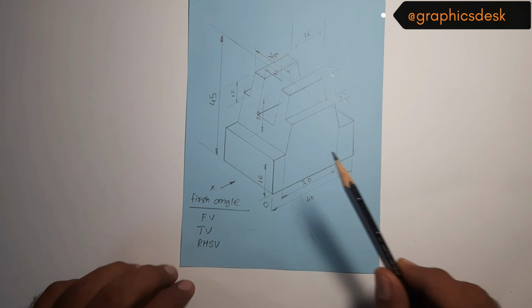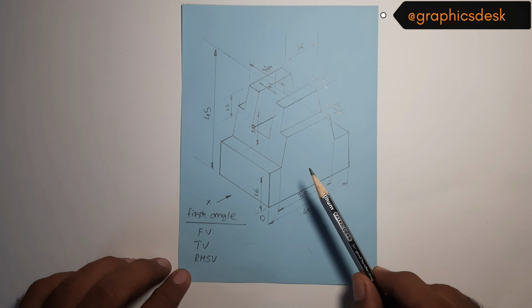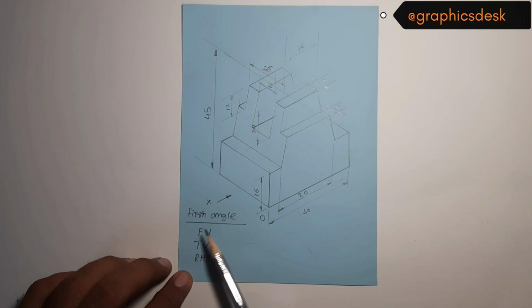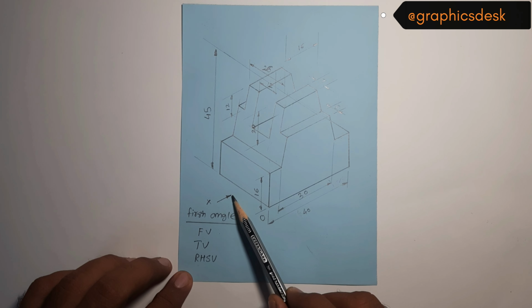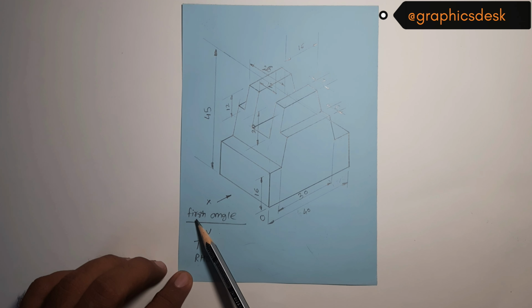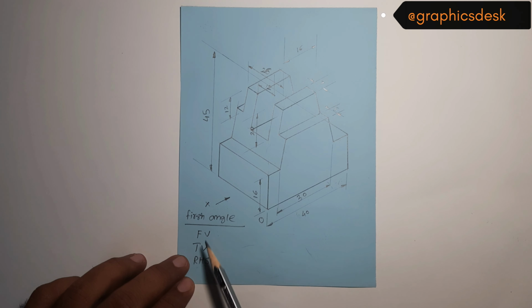Now in this video we'll talk about how to draw orthographic projections of the given object. So what we have been given in the problem statement is this direction x in which it is visible. The angle of projection that we'll have to use is the first angle method. And what we have to draw is front view, top view and right hand side view.